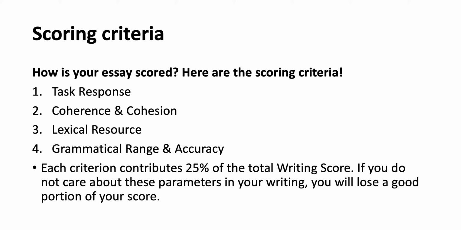Third, the range of vocabulary, the lexical resource that you use. Are you using a variety of vocabulary items, idiomatic structures, proverbial sentences, etc.? Grammatical range and accuracy, of course, very much important. The range of complex structures that you use, and if they are accurate enough, then of course you will score well in IELTS writing task 2. Each criterion contributes 25% of the total writing score.